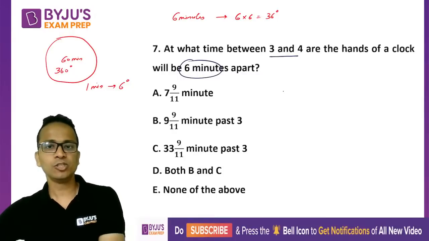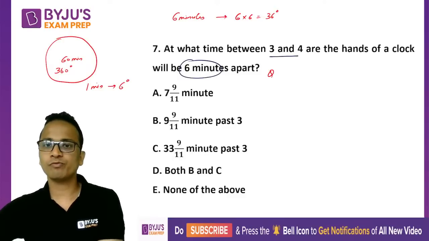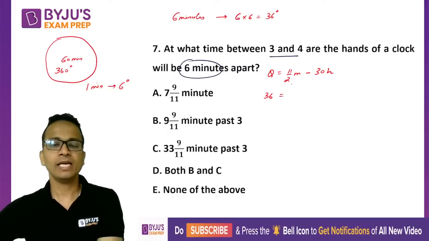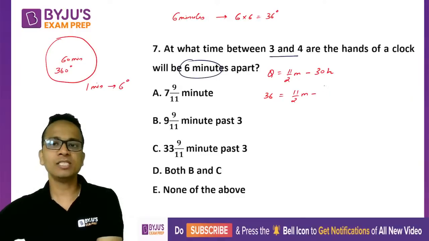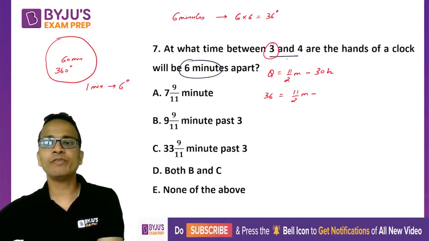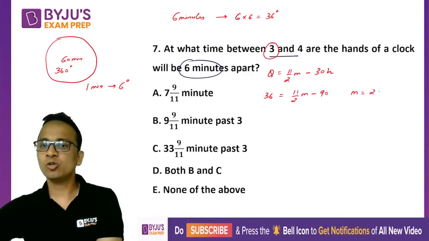All right. So between 3 and 4 o'clock, I'll be using both the formulas. So first formula, theta is equal to 11 by 2m minus 30h. Now, theta is given as 36, 11 by 2m as it is, minus 30 into h. The value of h will be 3. So here the value of m will be 126 into 2, that is 252 upon 11.